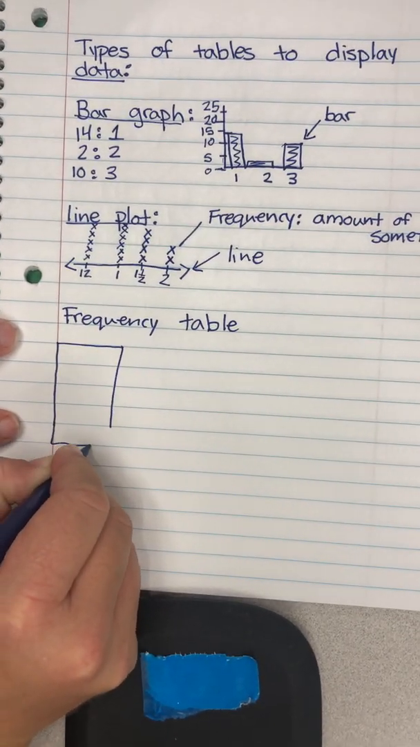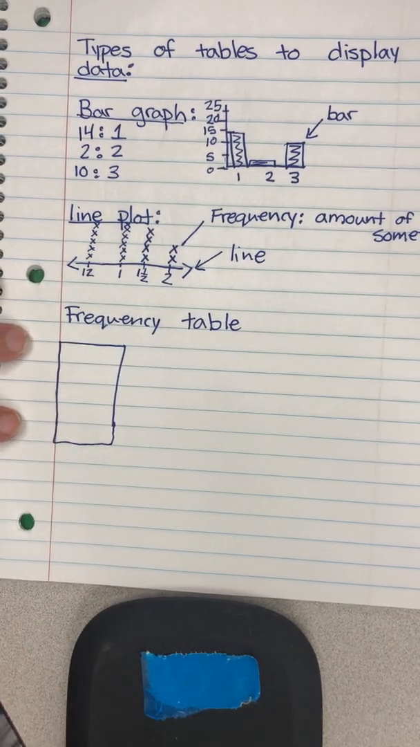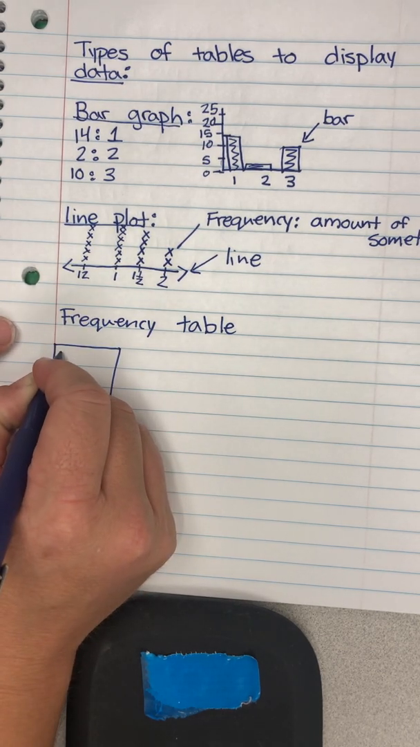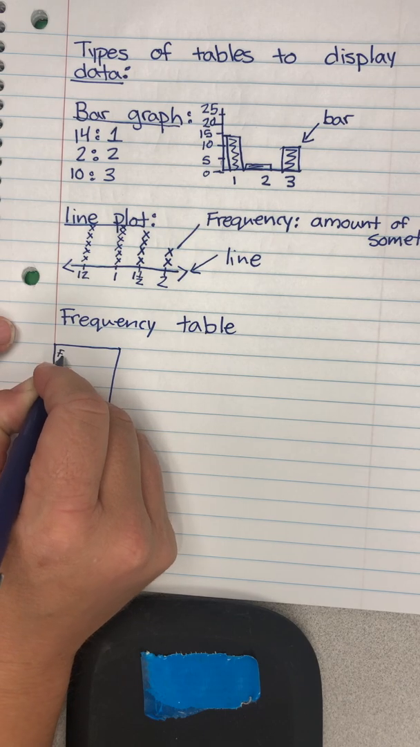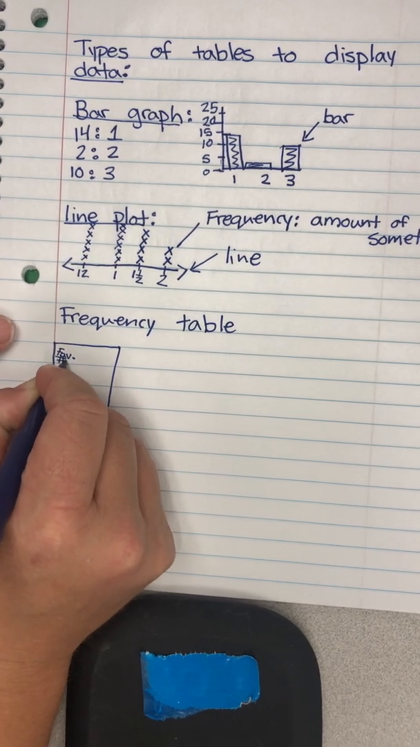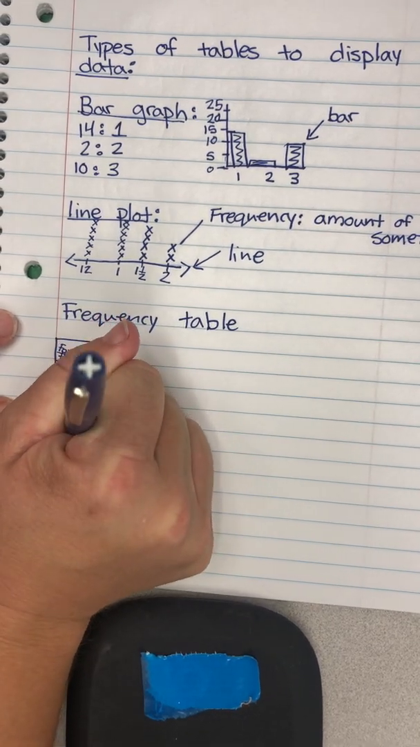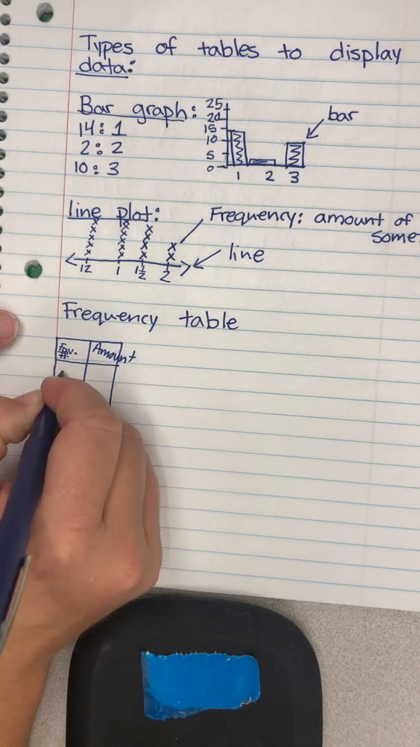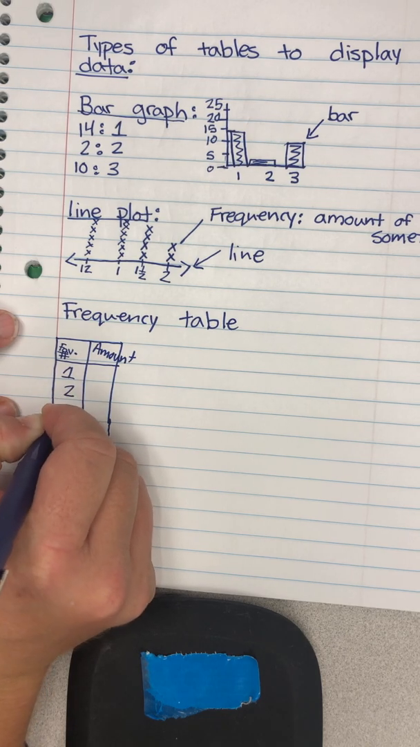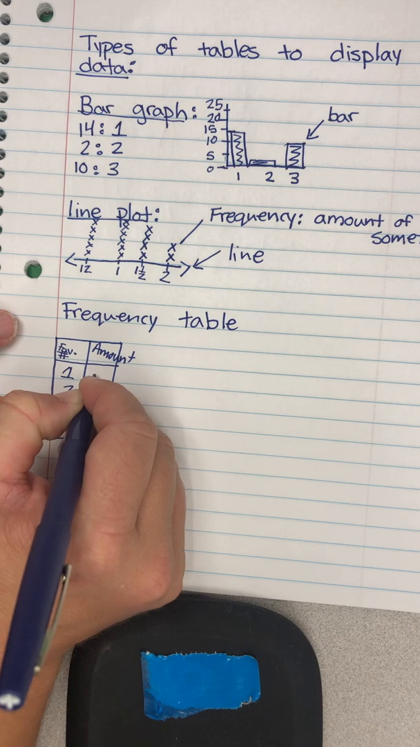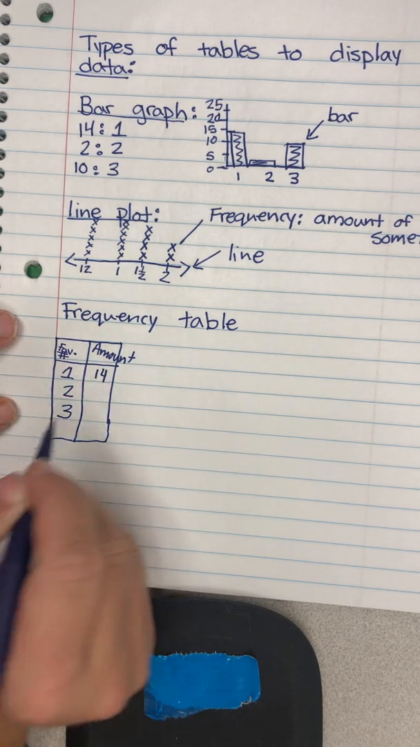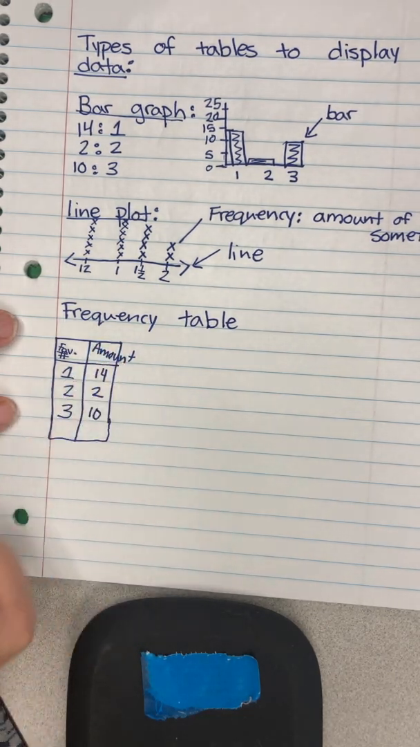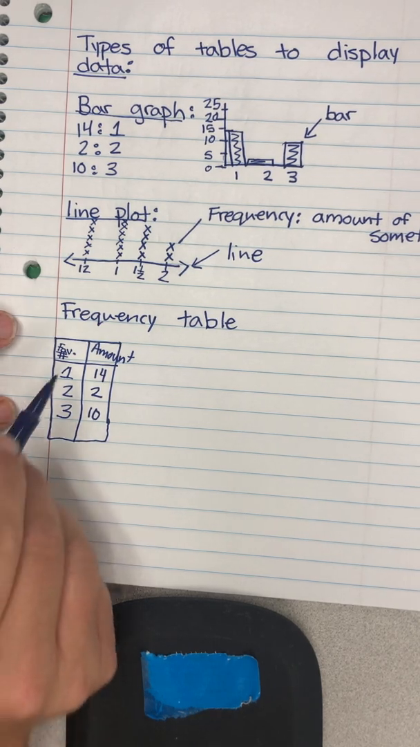All right. Sorry for the horrible drawing. I am not an art teacher. I don't claim to be an art teacher, but that's okay. All right, so we're gonna say favorite number, and then on the side we're going to say the amount. All right, so we said our favorite numbers were 1, 2, or 3, and we said there were 14 of you that liked number 1 the most, there were 2 of you that liked number 2, and there were 10 of you that liked number 3. That is a frequency table.